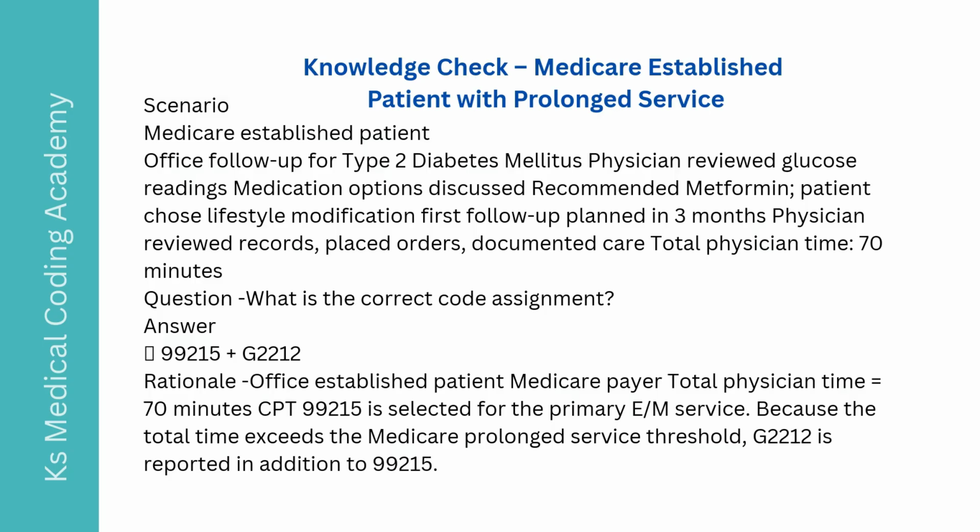Since this is an established office visit for a Medicare patient, we first identify the primary EM code as 99215. Because the documented time exceeds the Medicare prolonged service threshold, we also report G2212 for prolonged office or outpatient services. Therefore, the correct coding is 99215 plus G2212. Always verify the payer, total documented time, and prolonged service rules before assigning additional codes.